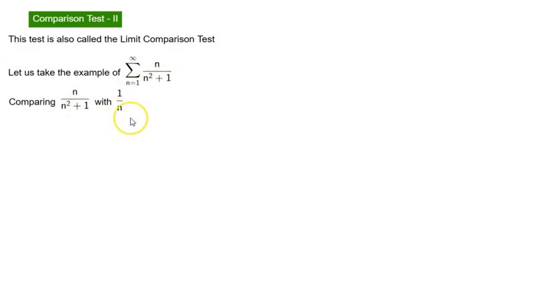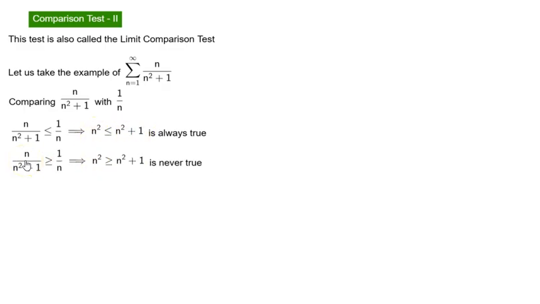Let's compare it with the 1 by n series. So n by n square plus 1 is less than or equal to 1 by n, which implies by cross multiplication, we get n square is less than or equal to n square plus 1, and this is always true. Now, let's look at greater than or equal to. So n by n square plus 1 is greater than or equal to 1 by n, which implies n square is greater than or equal to n square plus 1, and this is never true.